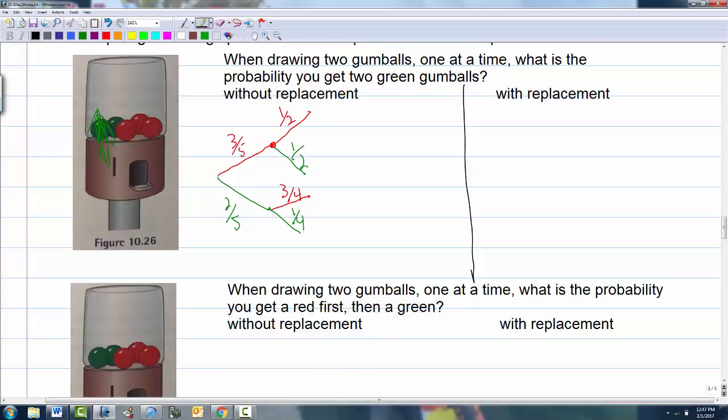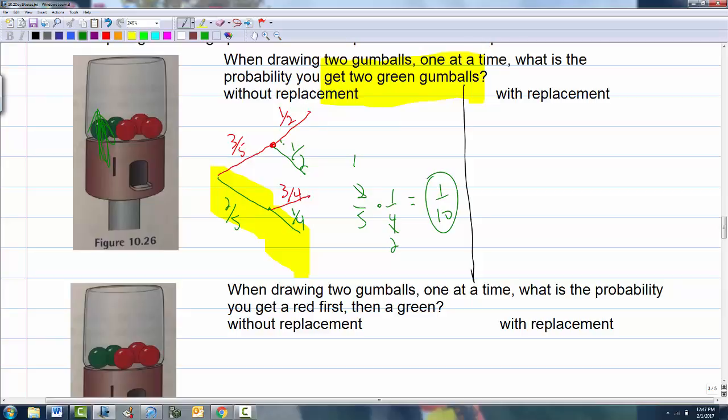So now you follow the line of logic, or you follow what I wanted to have happened. And I wanted to get 2 green gumballs. So do I go this line? No. I want to go this line. I got green on the first, then green on the second. So the probability of getting a green on the first without replacement and then green on the second is 2/5 times 1/4. Cross cancel, 1/10.